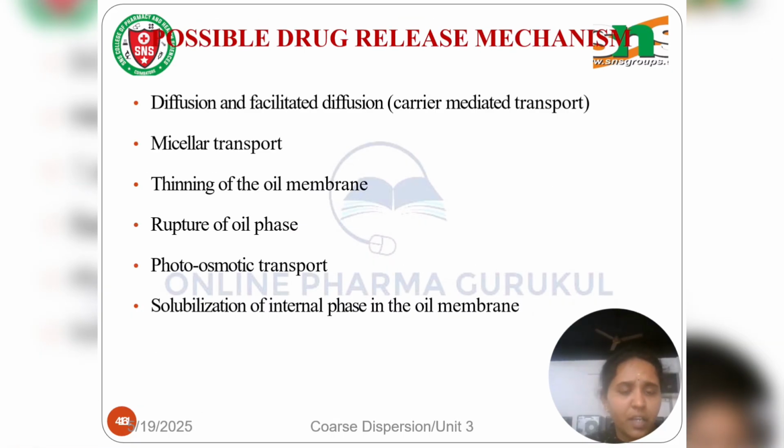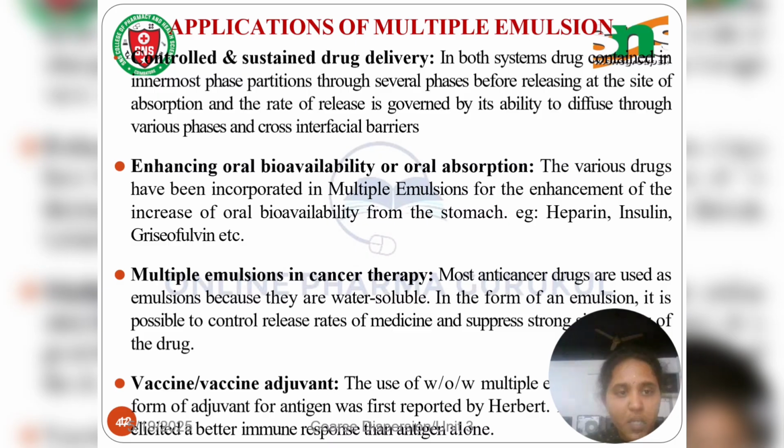Possible drug release mechanisms are diffusion and facilitated diffusion, micellar transport, thinning of the oil membrane, rupture of the oil phase, osmotic transport, and solubilization of the internal phase in the oil membrane. These are the possible drug release mechanisms. The applications of multiple emulsion are controlled and sustained drug release, where the site of absorption is controlled and the rate of release is extended, and enhancing oral bioavailability and oral absorption.